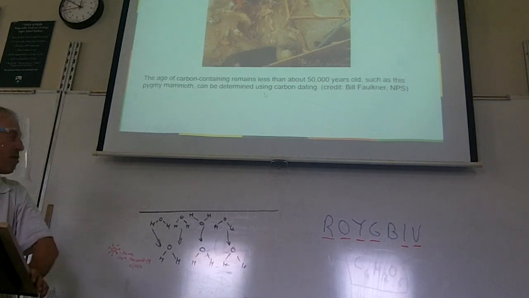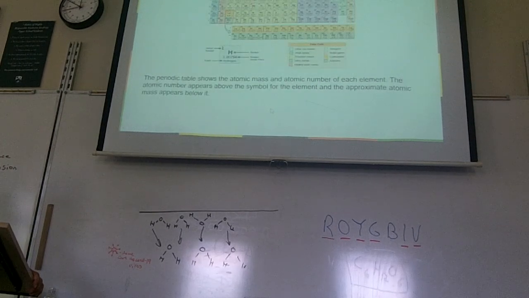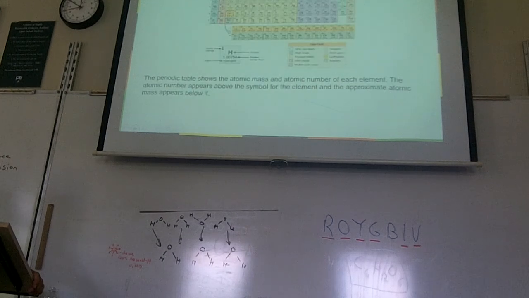If anybody has any questions, feel free to ask. Over about 50,000 years, you can't use carbon dating. But it works well for anything under 50,000 years, like if you found a mammoth skeleton. You know when the mammoths went extinct? About 10,000 years ago. So if you find a mammoth skeleton, it's probably less than 50,000 years old, and you can figure it out.